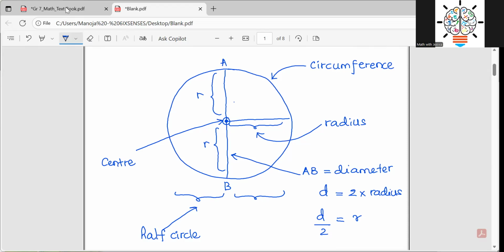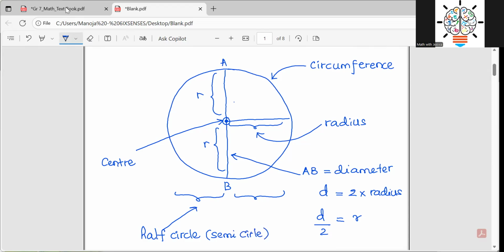In the question, if they have given the diameter value and you want to find the radius, you divide the diameter value by 2. Because of this diameter, we can see 2 exactly equal parts of the circle. One part we call the half circle, sometimes named the semicircle. We have 2 semicircles because of the diameter.